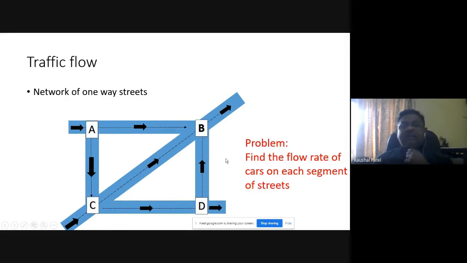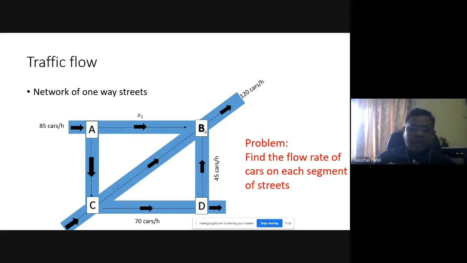Now, there is certain data, and on the basis of that we can solve this problem: find the flow rate of the cars on each segment of the street. But for that, we require the data. So let's say 85 cars may enter from this point. 120 cars per hour may exit from this point. 70 cars per hour may be on that particular lane, the C to D lane. And 45 cars per hour may travel from D to B.